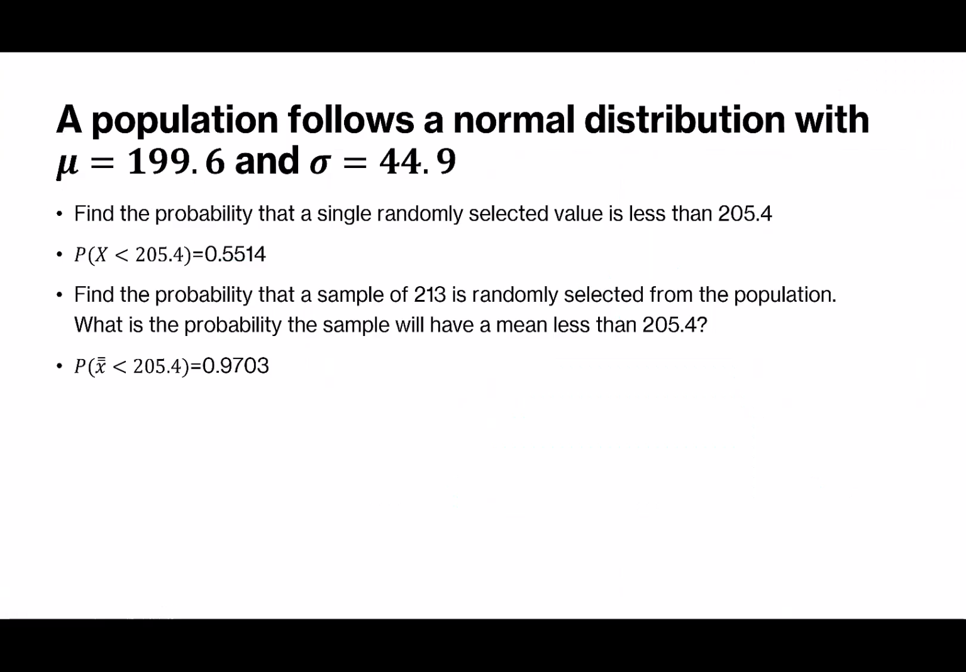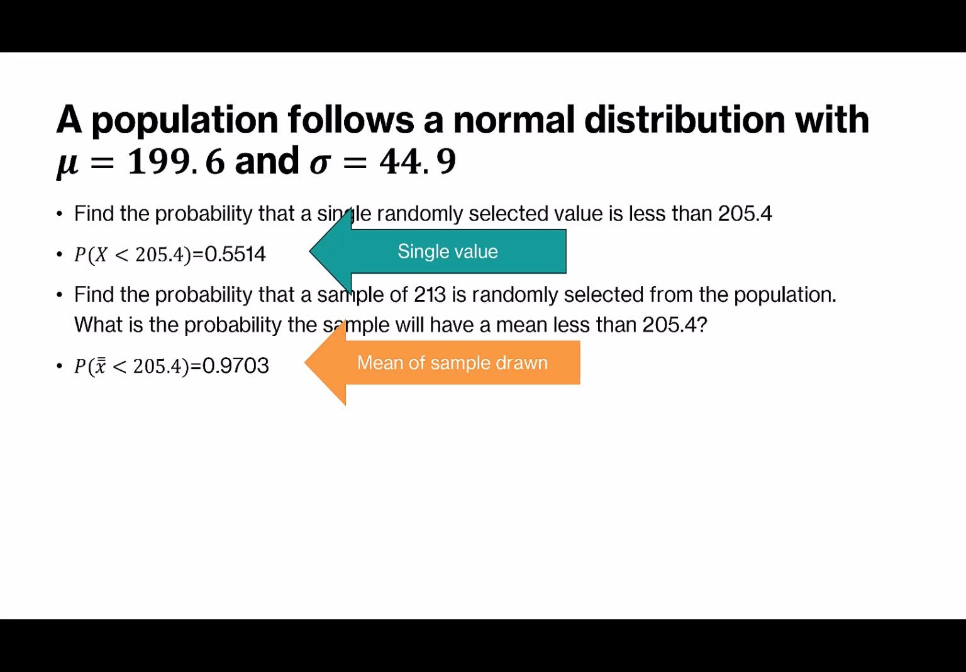Let's take a second to compare the two answers we've got so far. Our first one was the probability of x, which is a single value. Our second one was the probability of x bar, which was the mean of a sample that we drew. So just a single value, use the normal distribution. When you look at the mean of a sample, then you're using the central limit theorem.